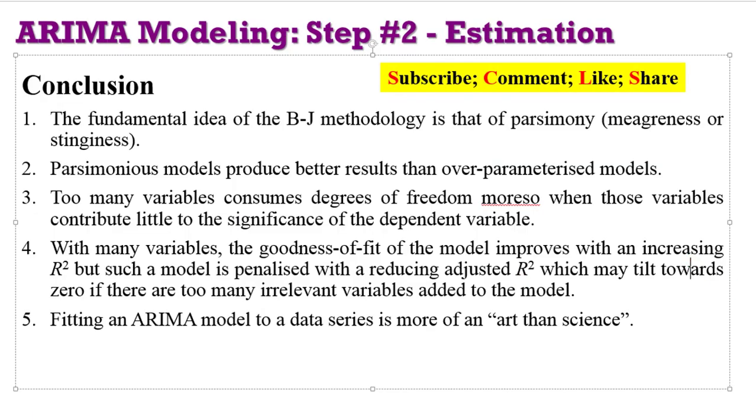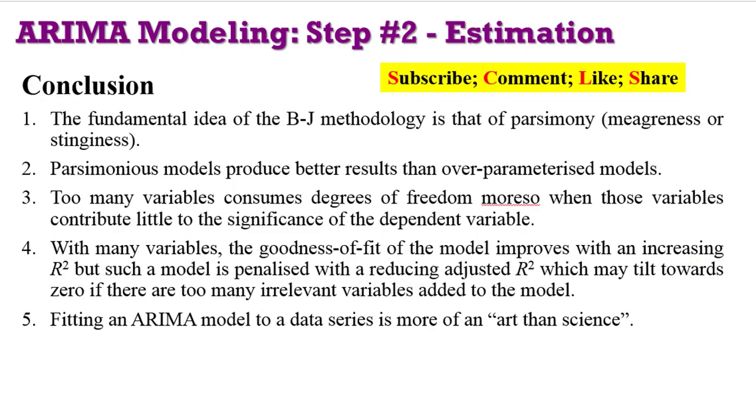So I will conclude by saying that the fundamental idea of the Box-Jenkins methodology is that of parsimony. Parsimonious models will always produce better results than over-parameterized models. If you have too many variables, they will consume degrees of freedom, especially when those variables contribute little to the significance of the dependent variable.